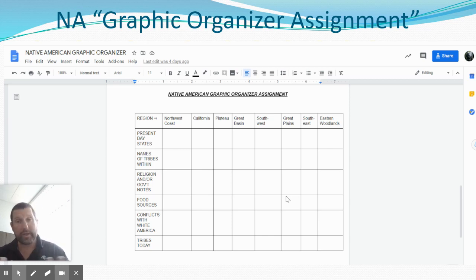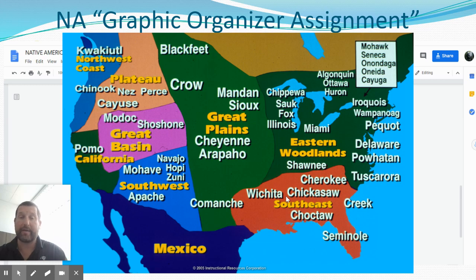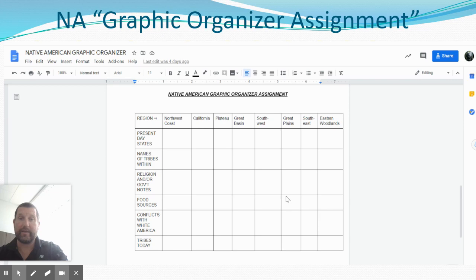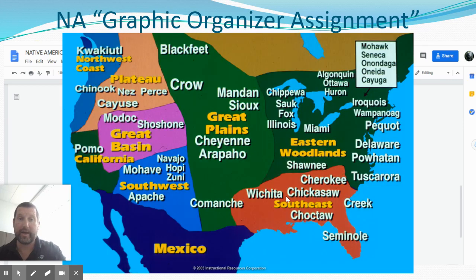So again, there's a lot of meat on this bone. I'm asking you to do about an hour's worth of work between class and homework, one tribe, and complete this graphic organizer as best you can, okay? I've given you a map. So when you see these regions listed up here, they're listed the same on a map. You can find your tribe.